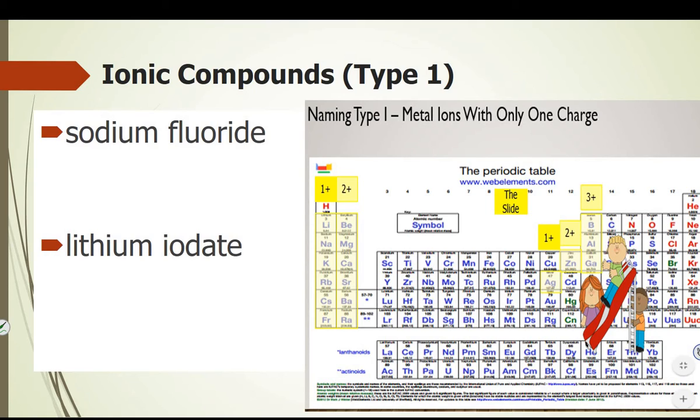The first one is sodium fluoride. This is type 1. To remind you, type 1 is column 1 plus 1, column 2 plus 2. You've got the slide: boron, aluminum, gallium are plus 3, zinc is plus 2, and silver is plus 1. These have a specific charge. They always have that charge. So all I have to do is say, oh yeah, sodium's in the first column. It would have been a plus 1, right?